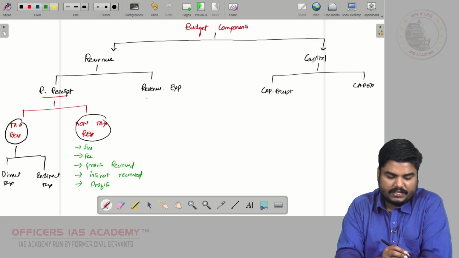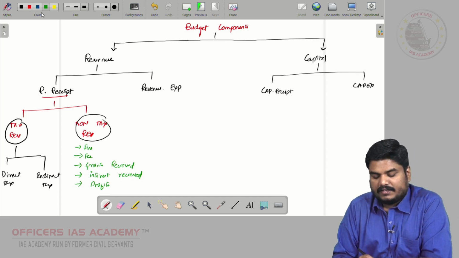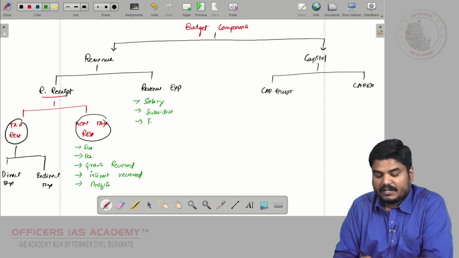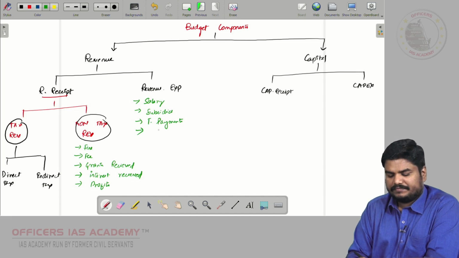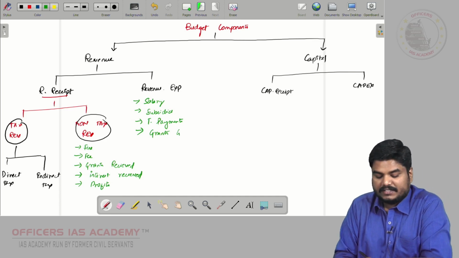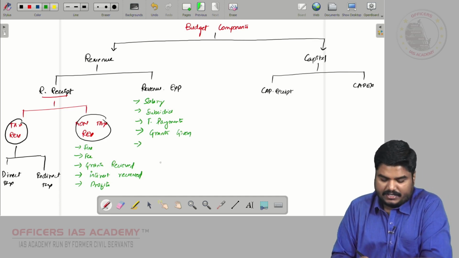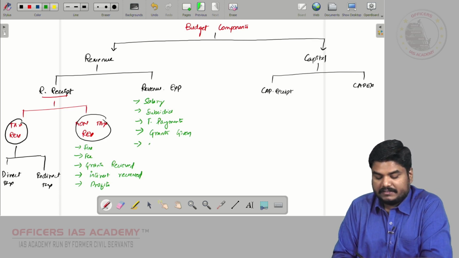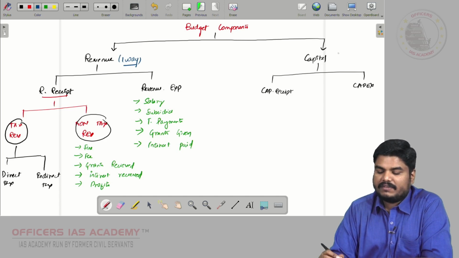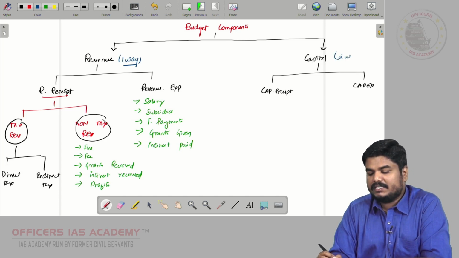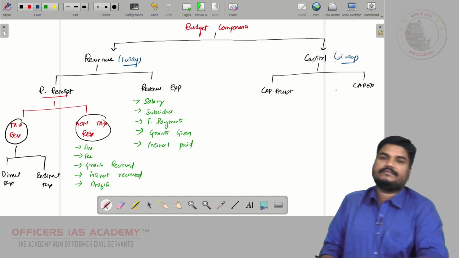Revenue expenditure I was saying: salary given, subsidies given, transfer payments, grants given, then interest paid, interest paid on loans borrowed. So I gave a clue also, I remember. If it is the revenue component, it is a one-way transaction. If it is the capital component, it is going to be a two-way transaction.